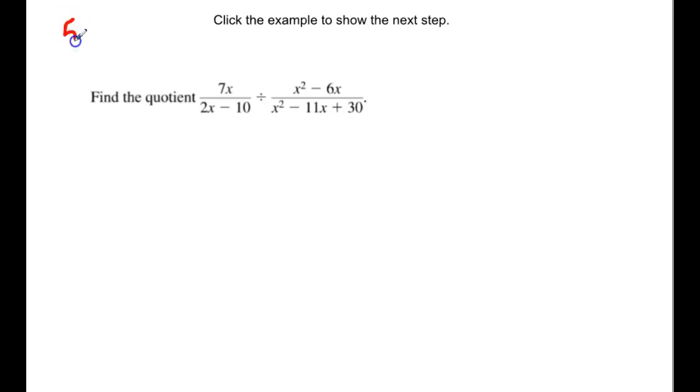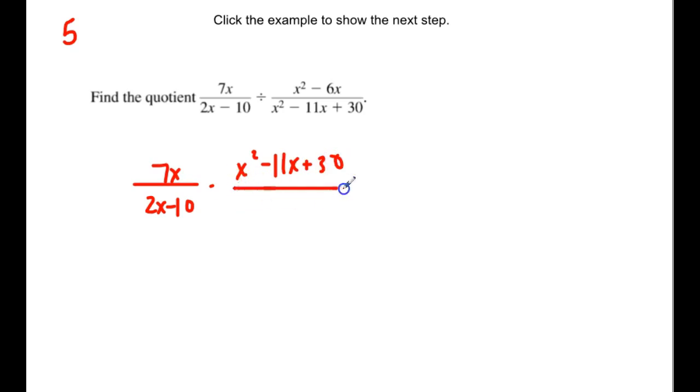This is example number 5 right here. So find the quotient, right, which means we're dividing, of this polynomial. So I know I don't like dividing, so I'm going to end up rewriting this. So I've got 7x over 2x minus 10. And then I want to multiply, but I have to flip my fraction. So it's going to be x squared minus 11x plus 30 divided by x squared minus 6x.